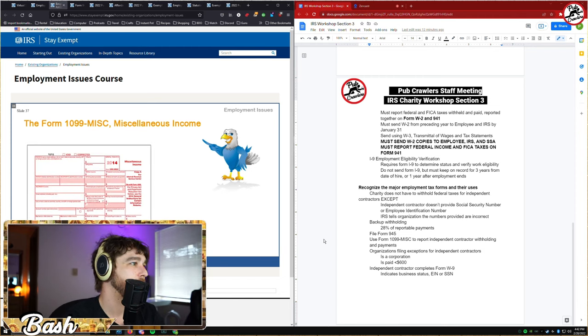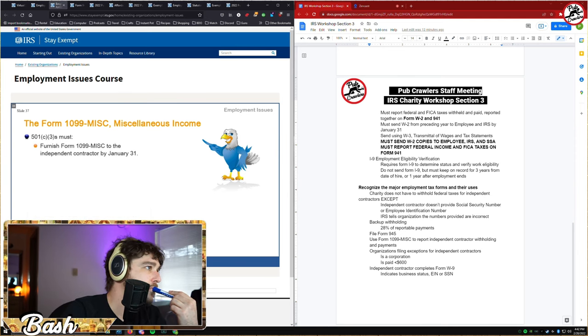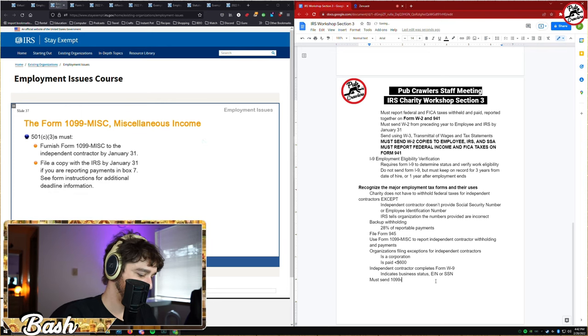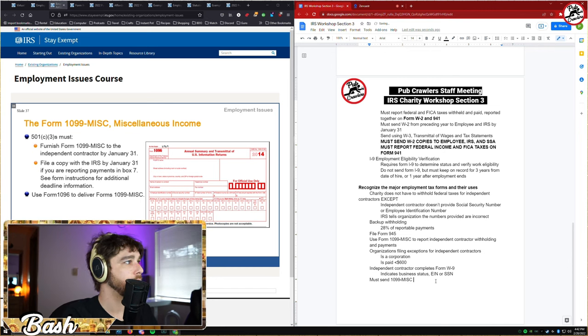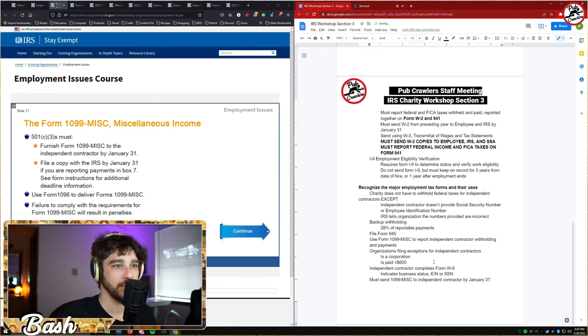1099 miscellaneous to report backup withholding for independent contractors. Your organization must use the same form to report payments made to its independent contractors. These payments will be reported as non-employee compensation. You're required to send the form to your independent contractor and the IRS. You must send a copy for all payments made in the previous calendar year to your independent contractors by January 31st and file a copy with the IRS. Use Form 1096, Annual Summary and Transmittal of U.S. Information Returns, to deliver your 1099s to the IRS. Failure to comply with the requirements for Form 1099 miscellaneous will result in penalties. For more information, see the instructions for Form 1099 miscellaneous and Publication 1220, specifications for electronic filing of forms. Select the continue button to move forward.